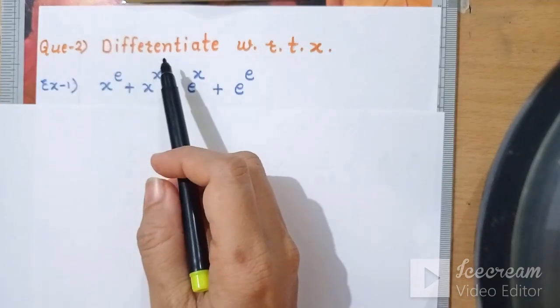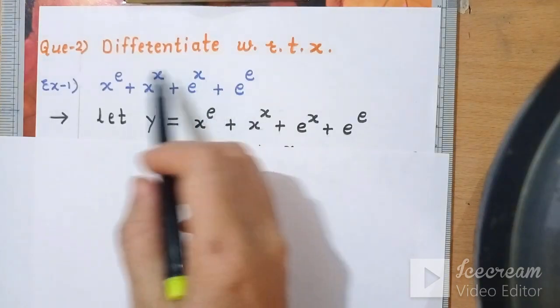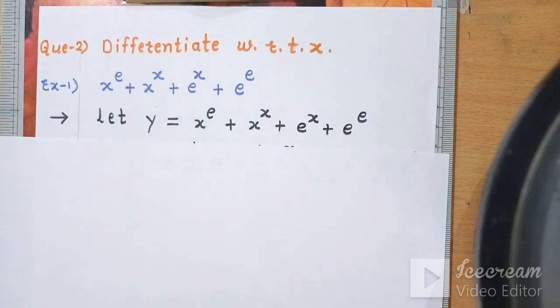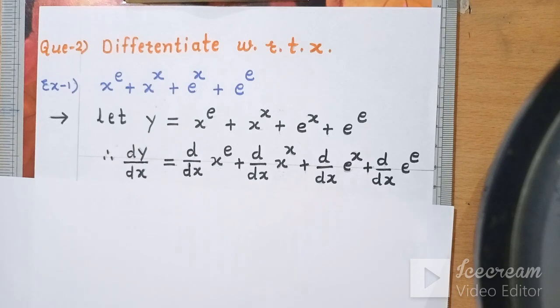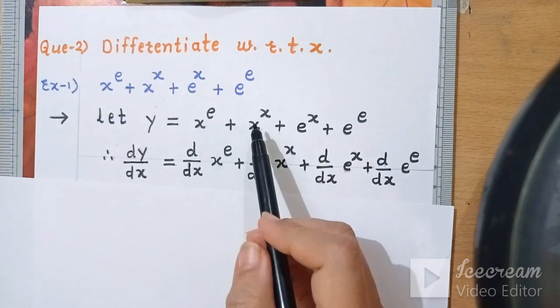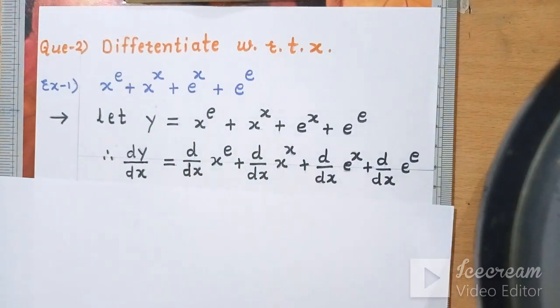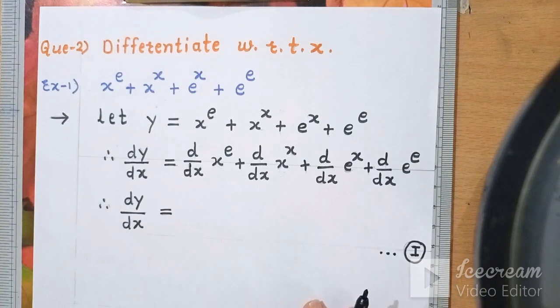Now let's solve second question, and the first example is this. As usual, our first step is, let y be equal to this whole function, and dy by dx is equal to the derivative of these four functions separately. Now we have to find the derivative.